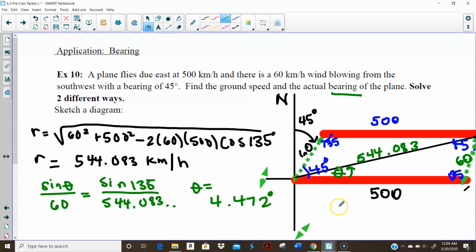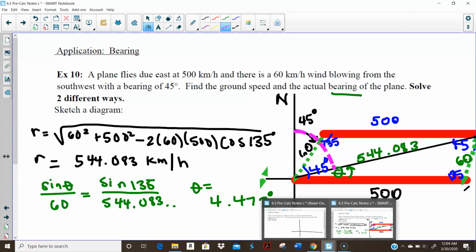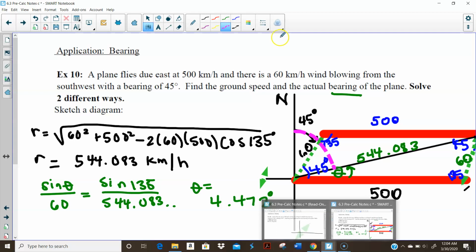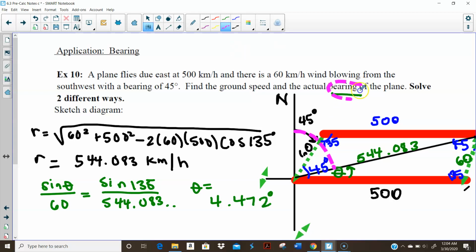Now the question asked us for the bearing. It didn't ask us for the directional angle. This is the directional angle. So what is the bearing in this problem? The bearing starts north and it goes to where the resultant is, which is that pink angle right there.